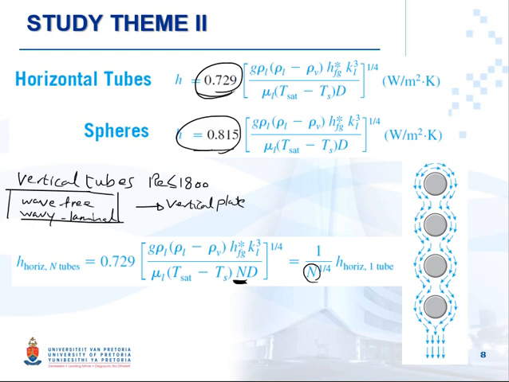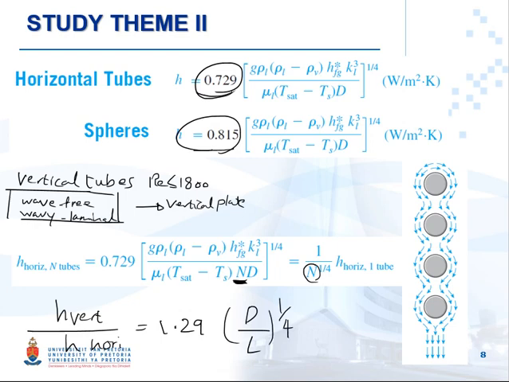A comparison between a vertical tube of height L and a horizontal tube of diameter D yields this relationship, which is very nice to compare which one works better. H vertical over H horizontal equals 1.29 times (L/D) to the power of 1/4. So if we set H vertical equal to H horizontal, then L should be equal to 2.77 D. It means that if the length of a tube is 2.77 times its diameter, the average heat transfer coefficient for laminar regime will be the same whether the tube is positioned horizontally or vertically.